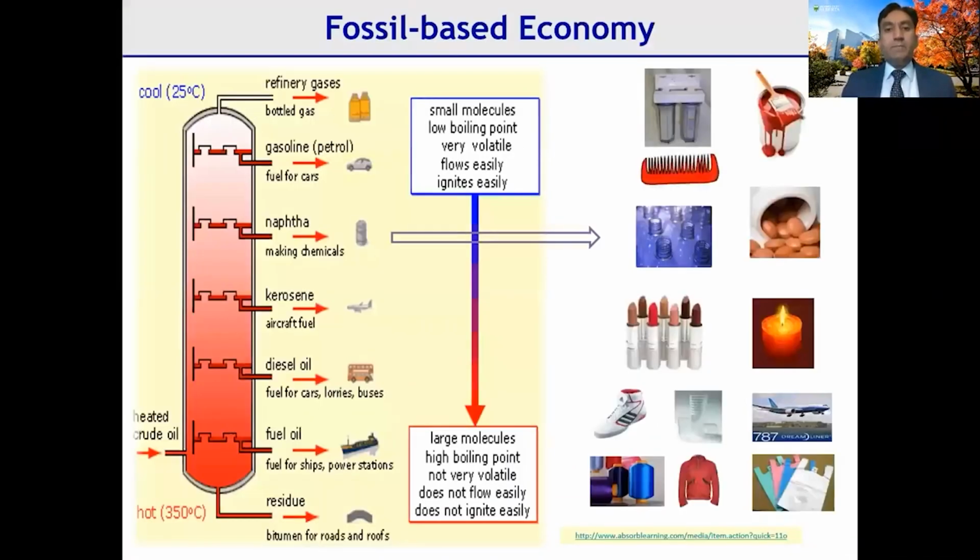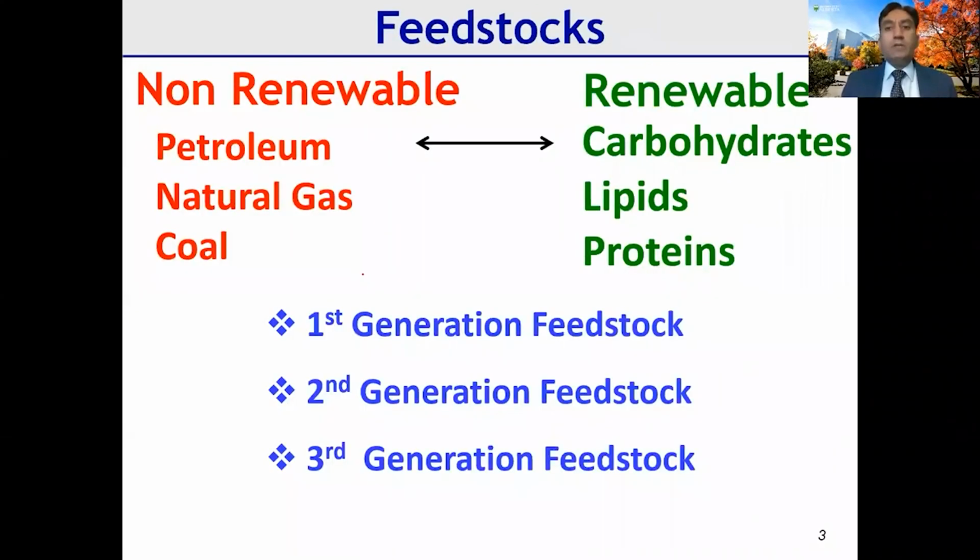So currently, we use fossil fuel-based feedstocks to produce petrol fuels, and also we use naphtha fraction to make chemicals out of it. This current economy is a fossil fuel-based economy, and there is a lot of interest to transition from fossil fuel-based economy towards renewable, sustainable, or circular economy. However, for this transition, we can use renewable feedstocks compared to non-renewable.